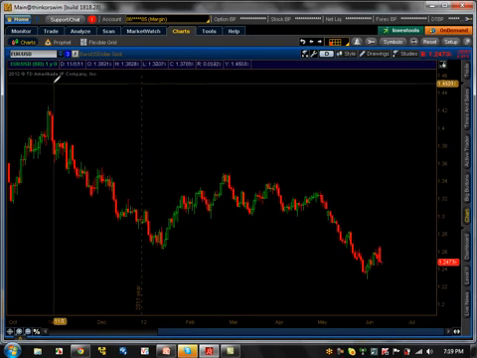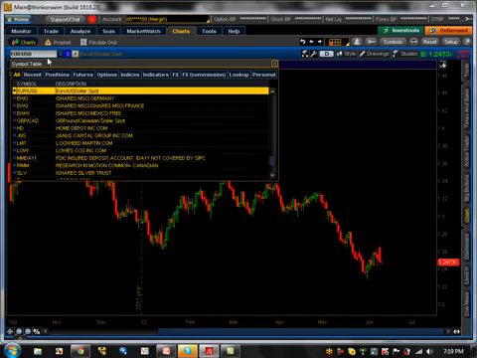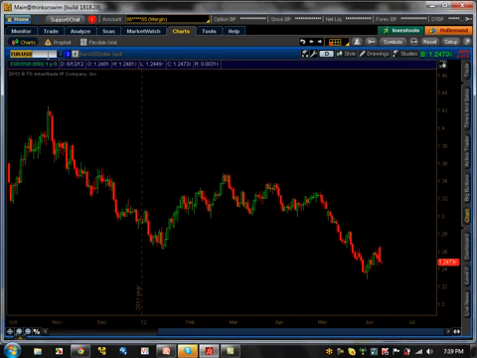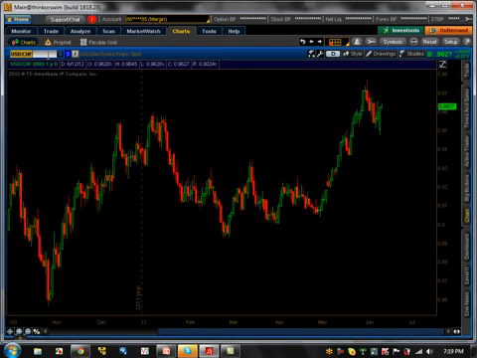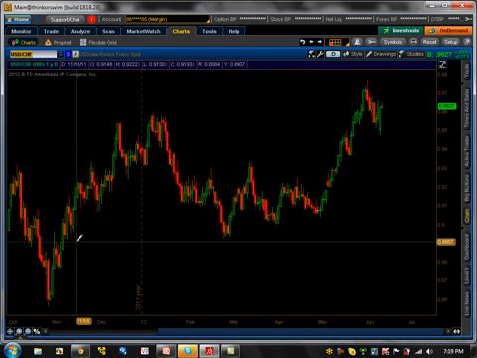Okay. So now, we don't have Germany. No, the Swiss franc. Euro Swiss? No, U.S. dollar Swiss. Okay. So now this looks ugly, right?